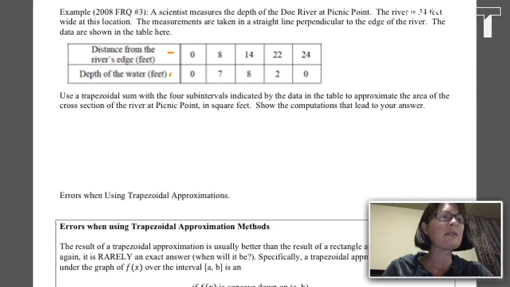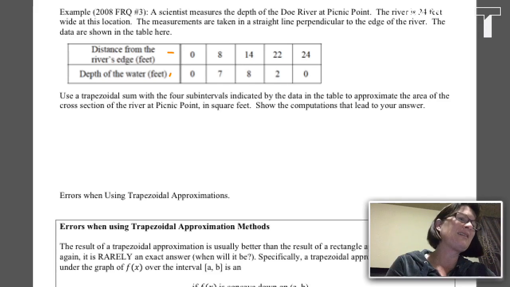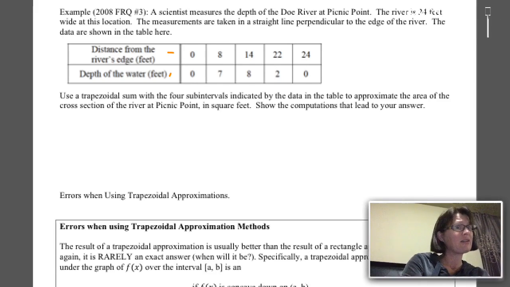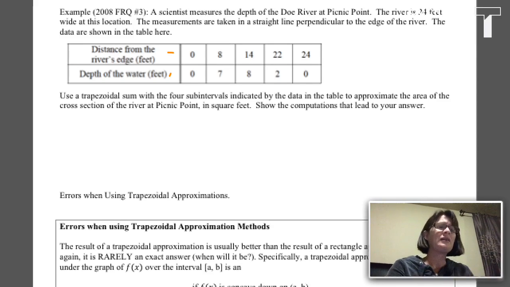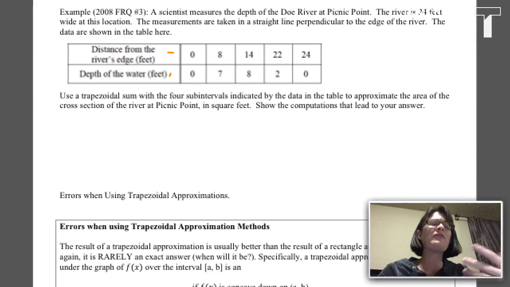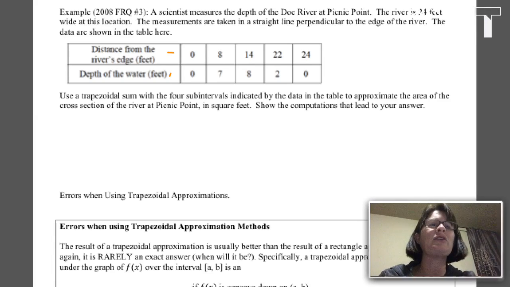The problem is the depth of the water is not a constant, so I'm going to have to let it change over time, just like I have to now let velocity change over time. Velocity, I've come to recognize, isn't always a constant. I can still find these areas, and I'm going to use trapezoids to approximate that area. So I'll write it out.